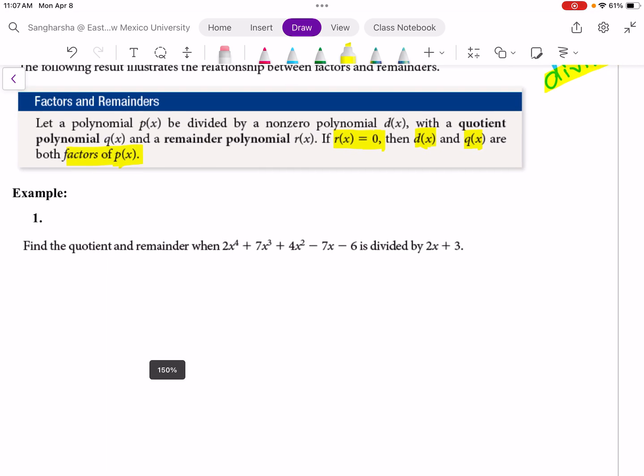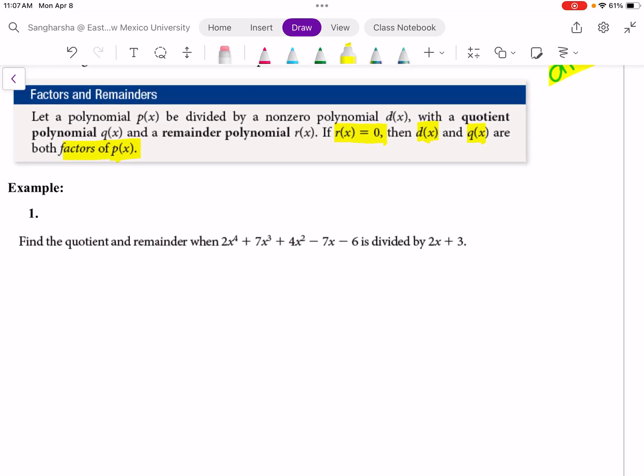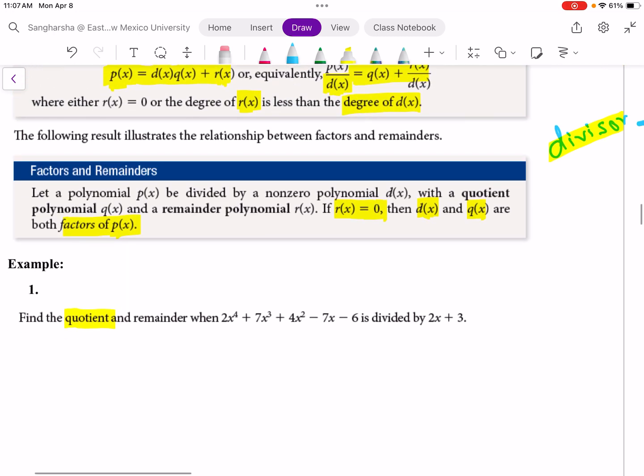Now we have an example here. We have to find the quotient, q of x, and the remainder, r of x, when 2x to the power 4 plus 7x cubed plus 4x squared minus 7x minus 6 is divided by 2x plus 3. Now what is this expression? Is it the divisor, dividend, quotient, or remainder?